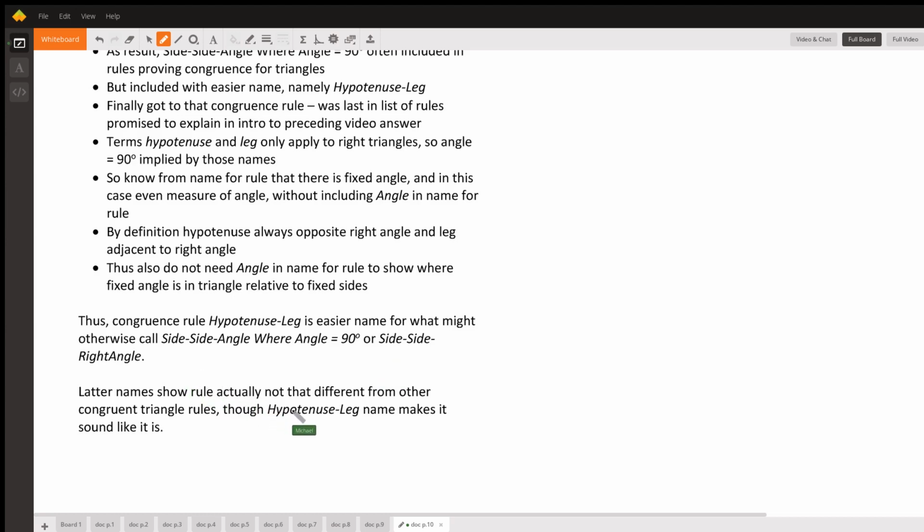So this rule is really a subcase of side-side angle, and also its name. This is easier, but these other possible names show you that it really involves sides and angles, and it's not that different from the other rules where the name specifically uses the words side and angle.